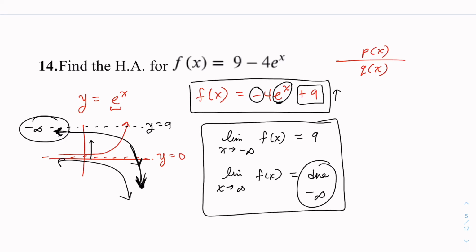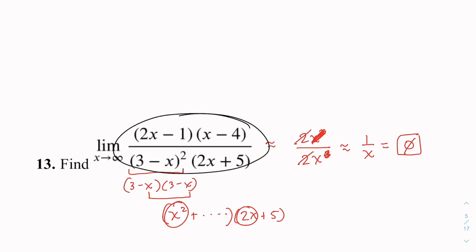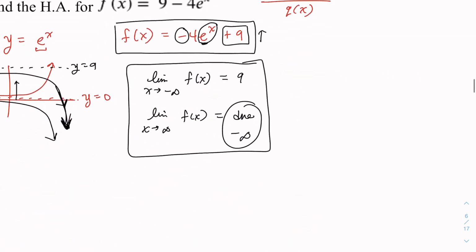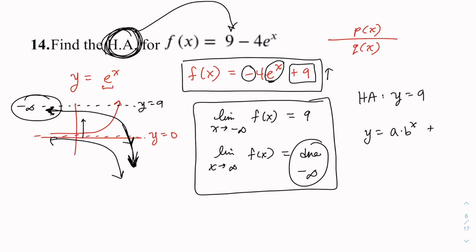The only time where you have the same limit for both that you can comfortably count on is when you have the fraction problems. But coming back, notice they actually asked us for the horizontal asymptote, which, if you know the definition, is just y equals 9, because we follow this format, y equals a times b to the x plus c. Whenever we have an exponential function, that plus c is our horizontal asymptote.